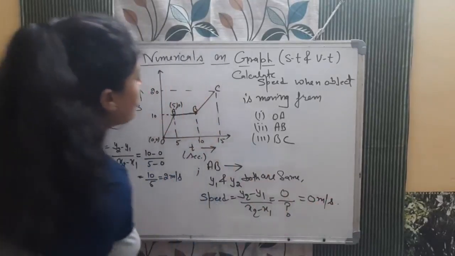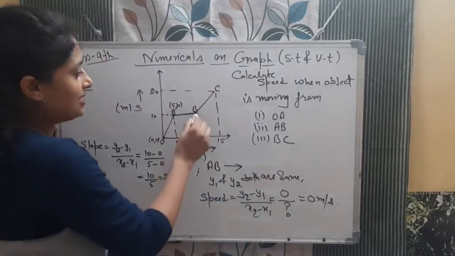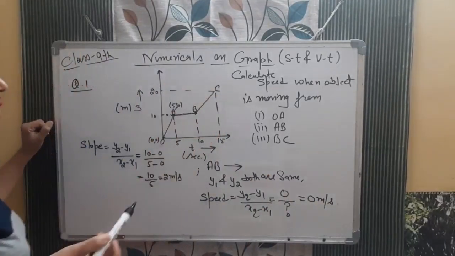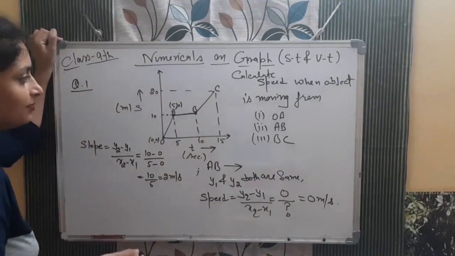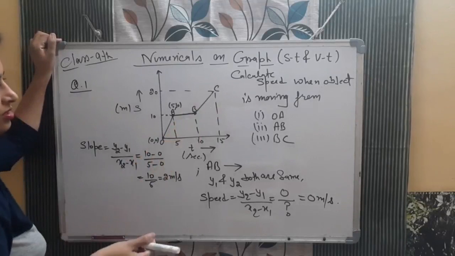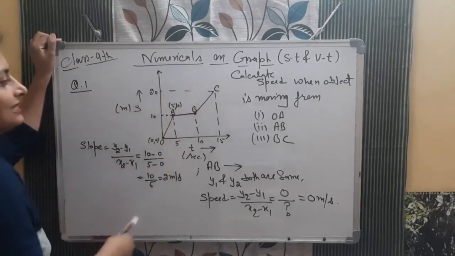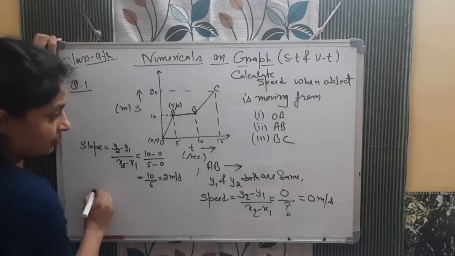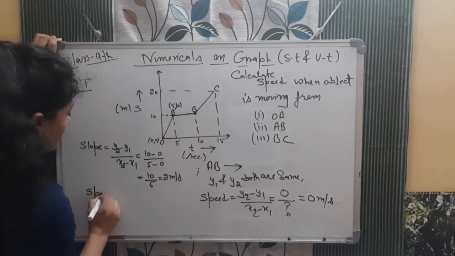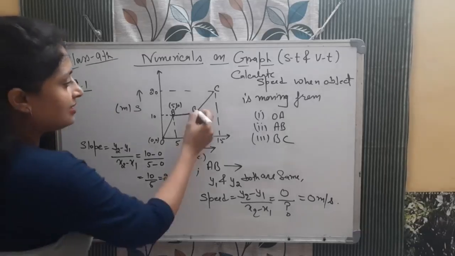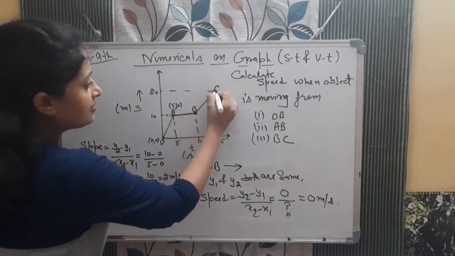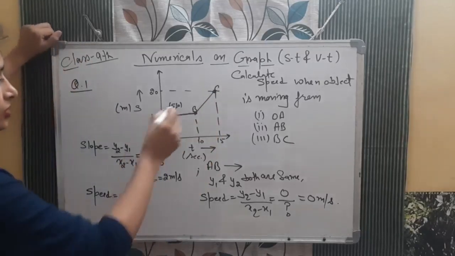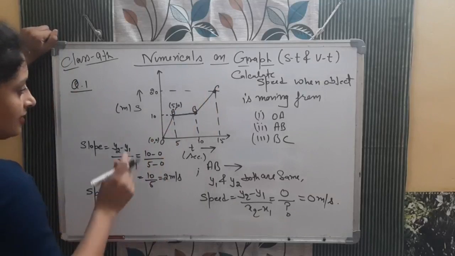Okay. Now after that, if we are talking about B to C, in this part, what will be the speed? How will you calculate? We can calculate speed. Again, 2 points we will take. One is B and one is C. Okay. So in B and C point.